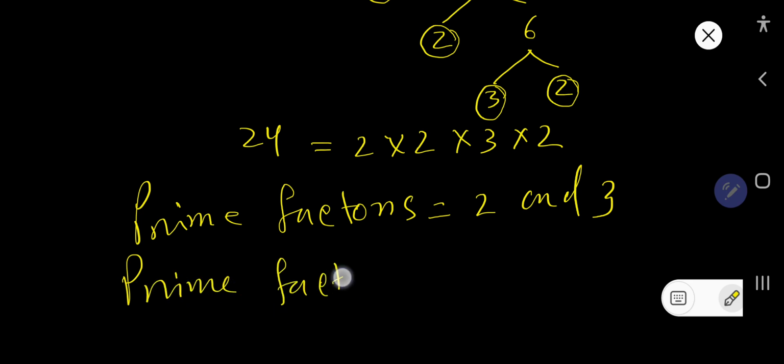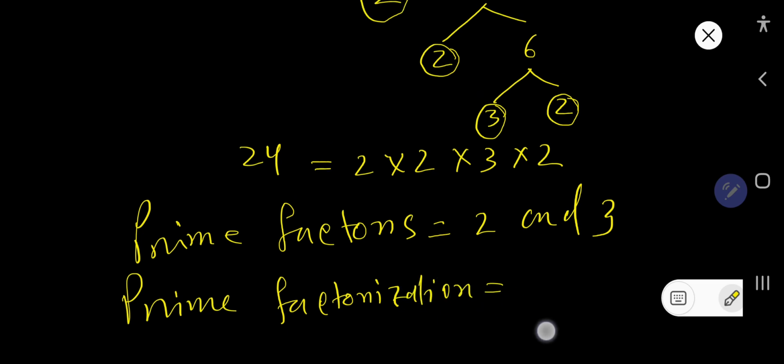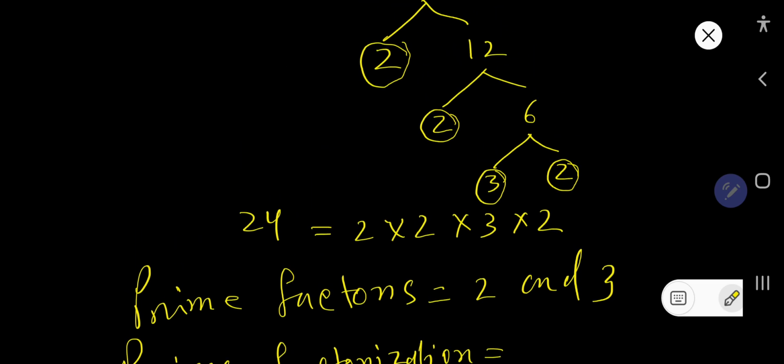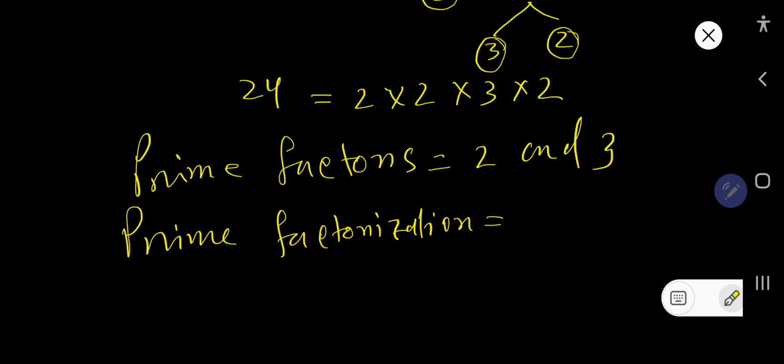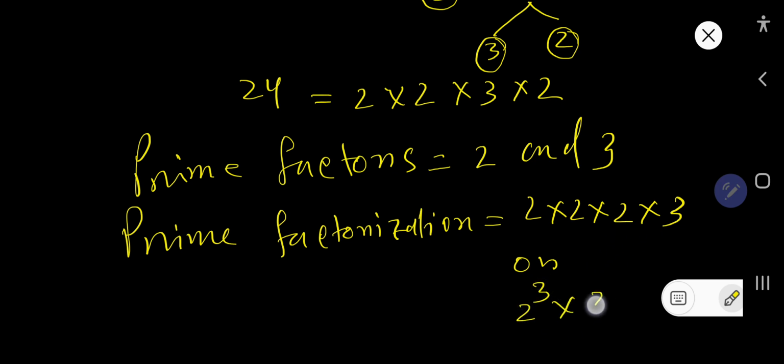prime factorization is equal to, you have to multiply all these prime numbers. That is, you have three 2s and one 3. So look, this is 2 times 2 times 2, then 3. Or you can express these three 2s as 2 to the power 3, times 3. So these are the two ways to write the prime factorization of 24.